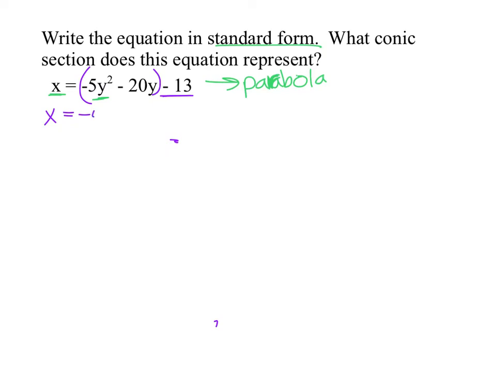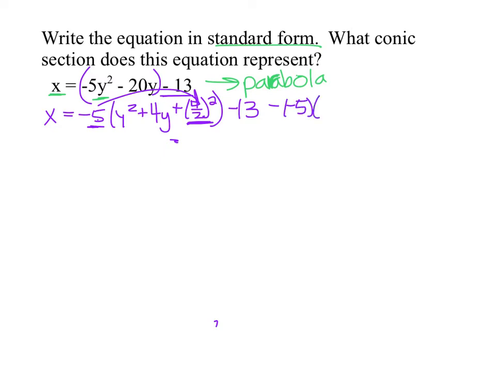So we end up with negative 5 times y squared plus 4y plus, we're going to complete the square, b over 2, so 4 over 2 squared, minus 13. Now we added this 4 over 2 squared. And since we're still on the right-hand side of the equal sign, we are going to then subtract that 4 over 2 squared times negative 5, since we pulled out this negative 5. So it's going to be minus negative 5 times 4 over 2 squared, which is 4.